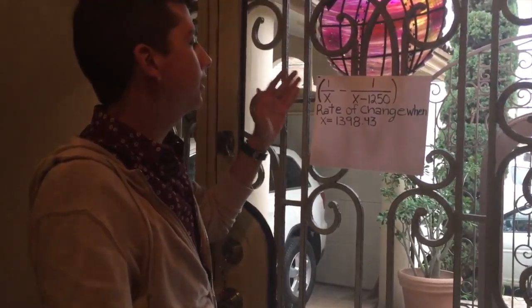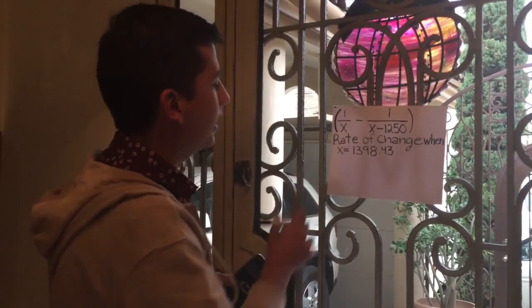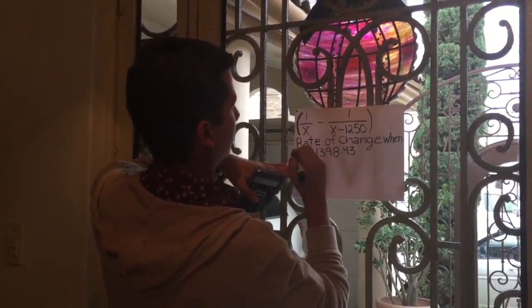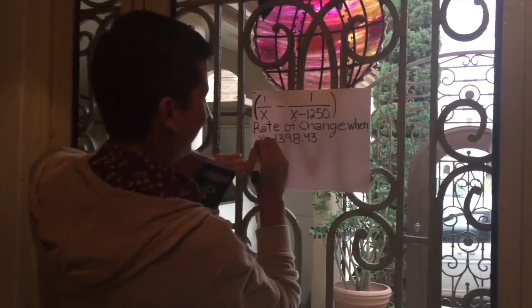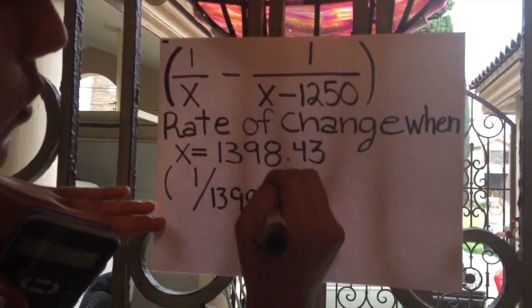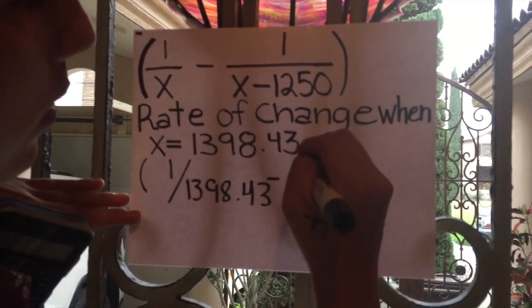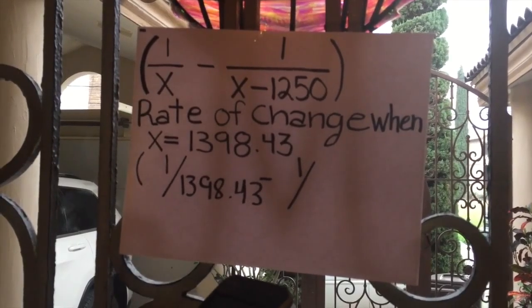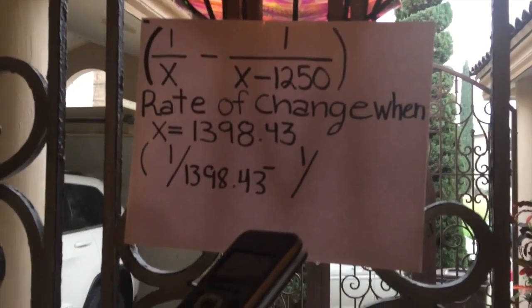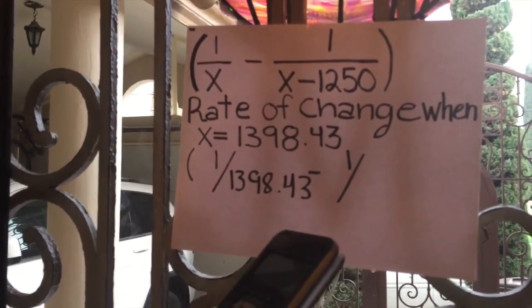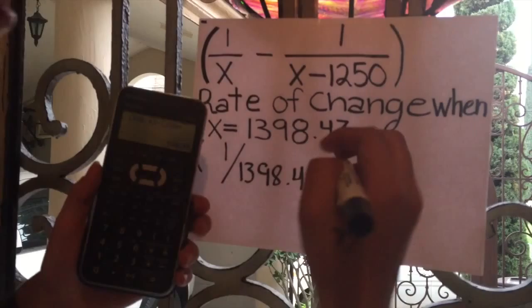Now, by the formula we got, we are going to replace the x by the rate of change when x equals 1398.43. Now, 1398.43 minus 250, 1 over x. X is going to be 1398. So we subtracted and we got 1148.43.